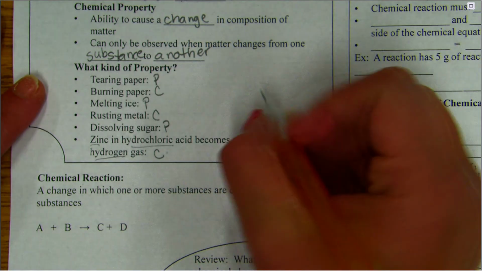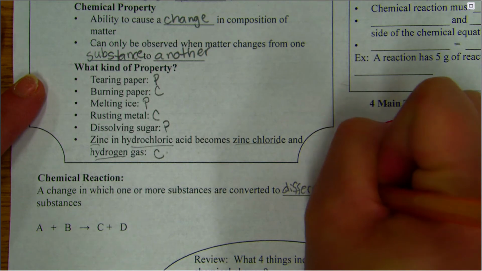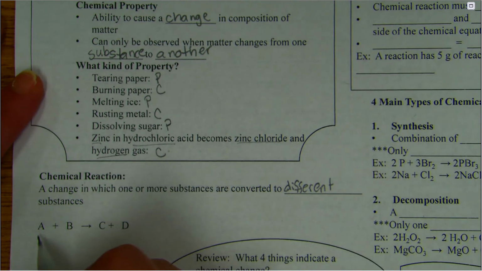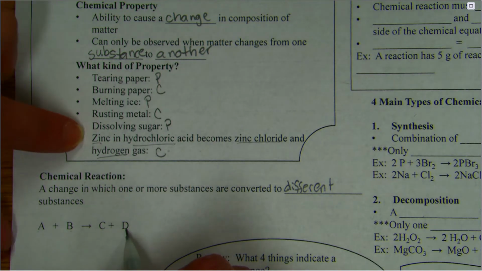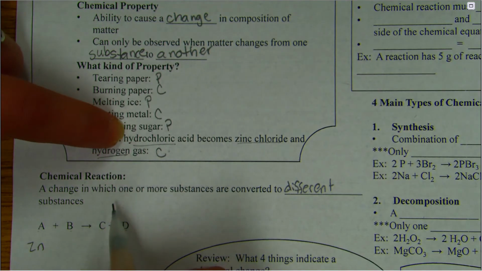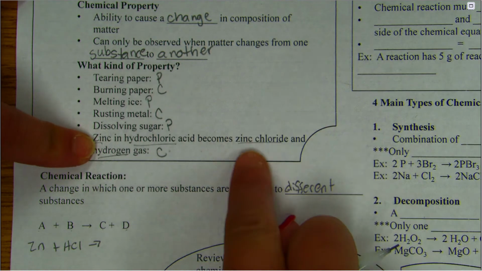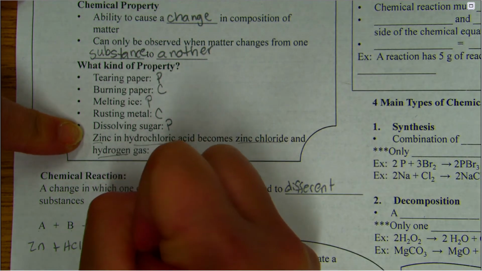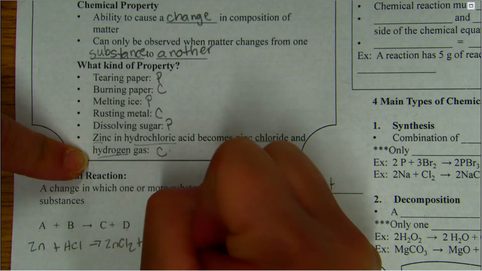So a chemical reaction is going to be a change in which one or more substances are converted into different substances. A chemical reaction is like a chemical change. We're taking one thing and making something new. So if I have substances A and B, they become substances C and D. For example, in our last example, maybe A is zinc, and B is hydrochloric acid, and maybe C is zinc chloride, and D is hydrogen gas.